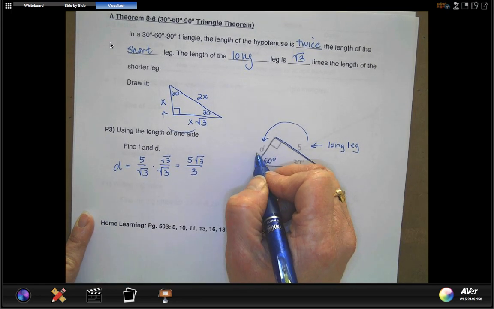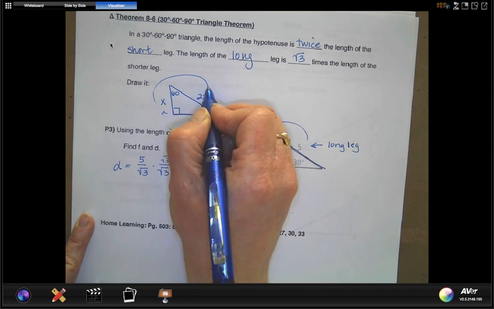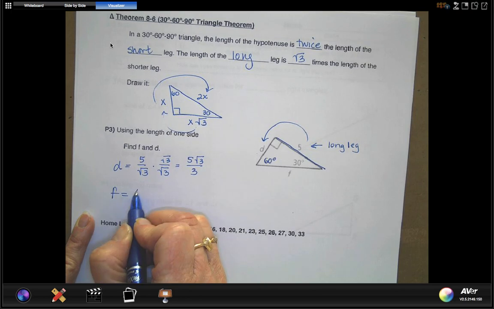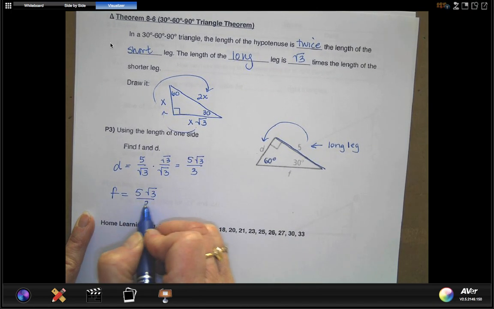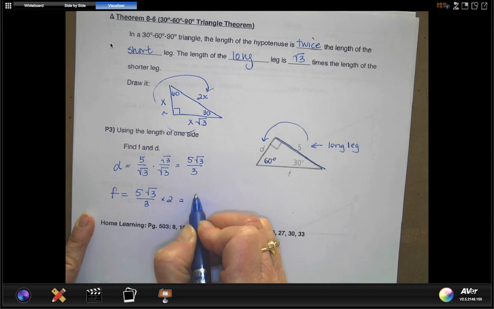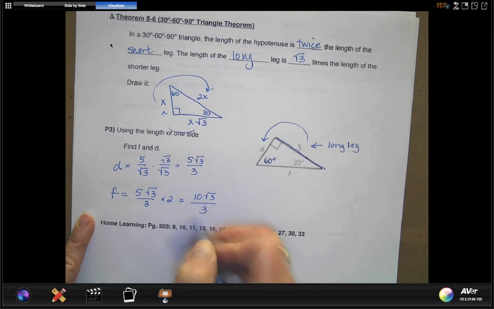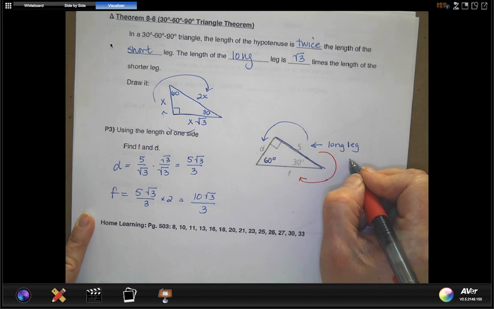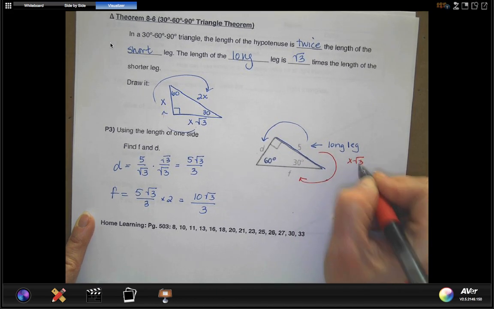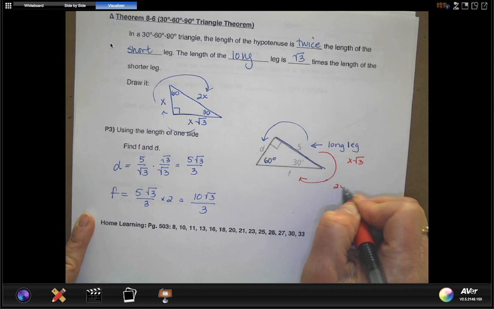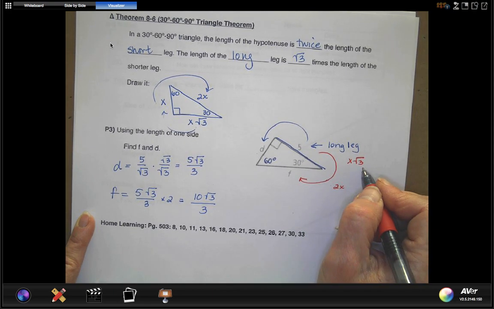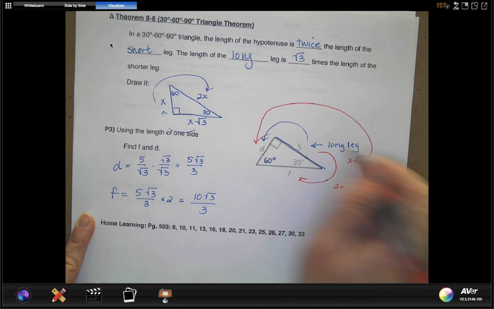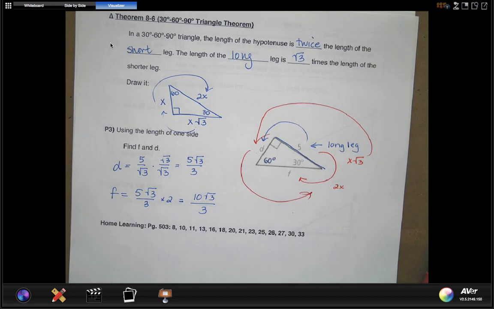Well, now that I know the short leg, to go from the short leg over to the hypotenuse, it's just easy enough to multiply by 2. So to get f, I'm going to take the short leg, and I would have 10 square roots of 3 over 3. All right, to go from the long leg to the hypotenuse, that's kind of hard to do because this is the x square roots of 3, and this is the 2x side. Like, it's kind of hard to do that, so I think it's always just easier to take that, go back to the short leg, and then take the short leg and go to the hypotenuse.